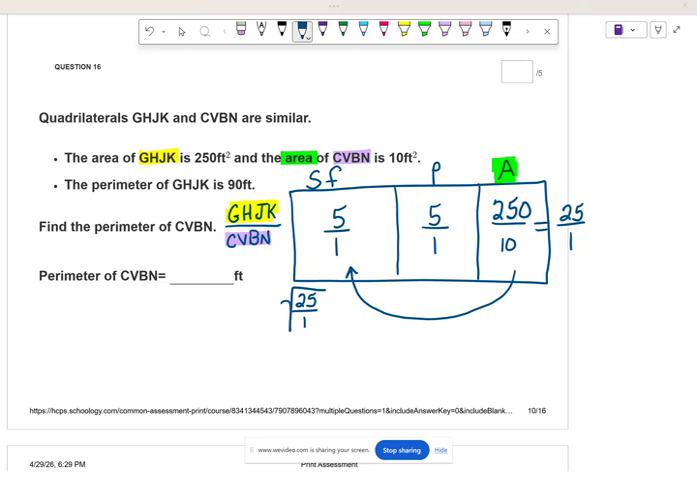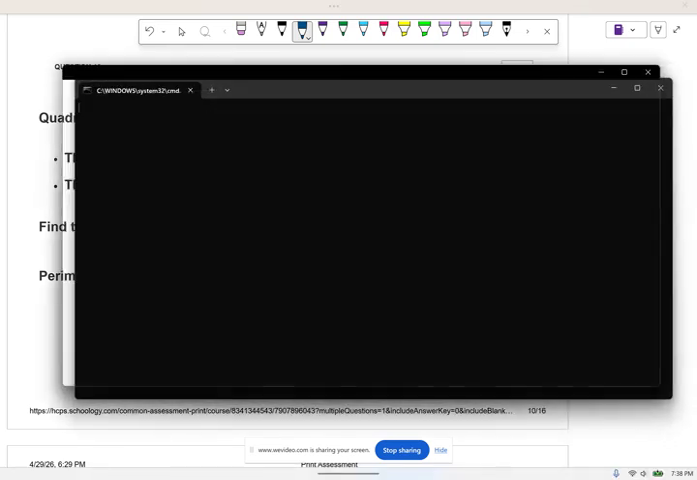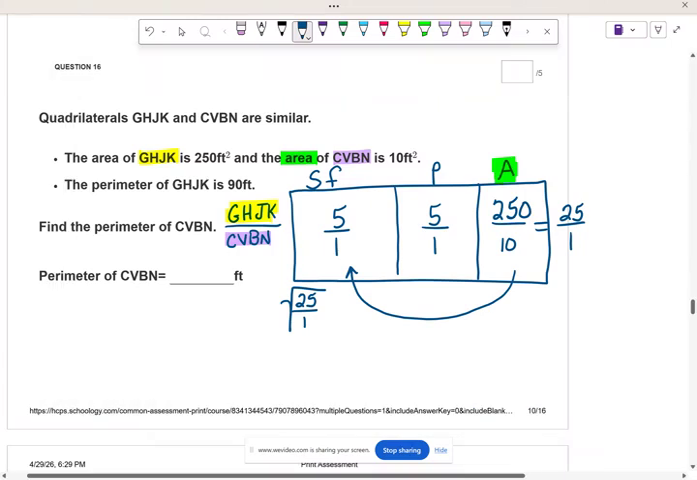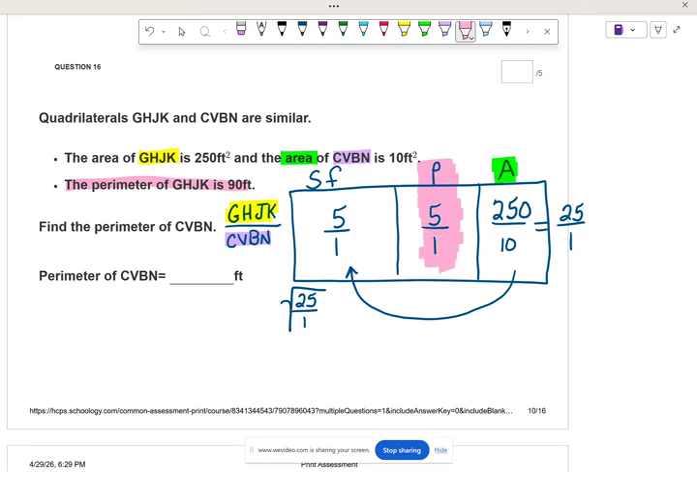All right, let's keep reading. Okay, I don't know what happened to my computer just then, but that's okay. The next thing they tell us is the perimeter of GHJK is 90. So y'all, they want us to use this perimeter ratio right here. So we're going to put 5 over 1.